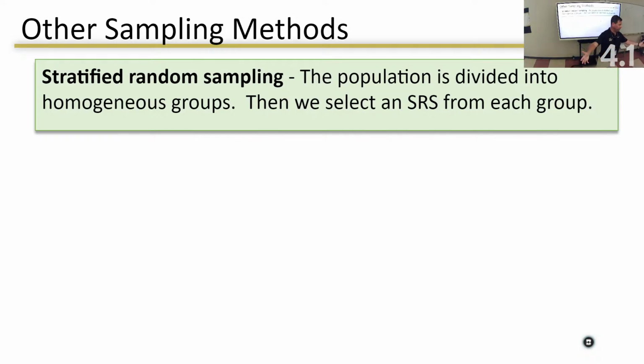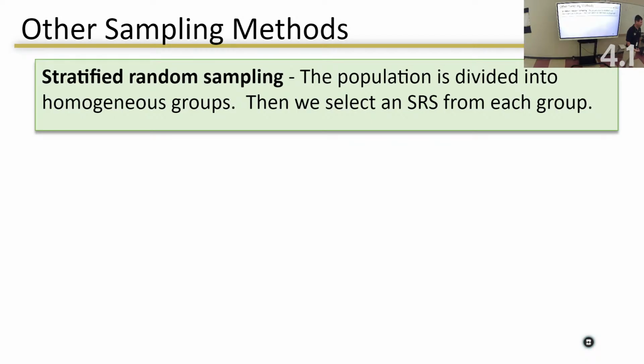So if I do a random sample with you guys right here and I throw all of your names into that and I randomly select 5 of you, or let's say 6, it's possible that all 6 are female, or it's possible that all 6 are male, and I may not want that. So I will divide you into males and females. That's the homogeneous groups. I'll randomly select 3 of these, and then I'll randomly select 3 of these. And that way I'm guaranteed to get some of each. And that helps reduce bias.